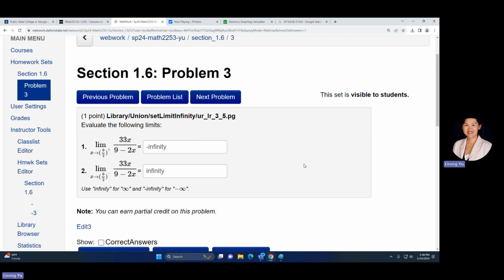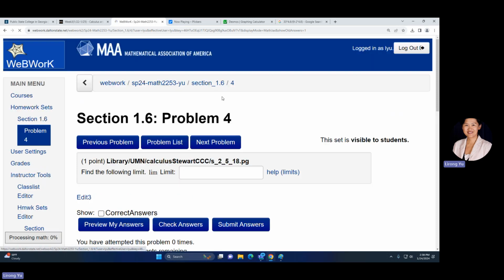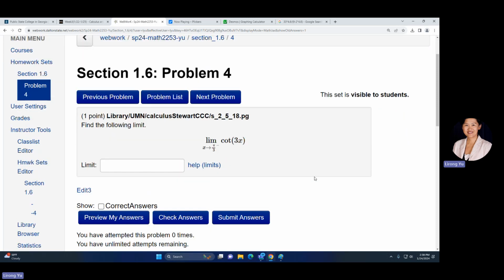All right, so you can see the first two questions all involve some kind of polynomial, the numerator degree 1, the denominator degree 1. So there's only one vertical asymptote that we're calculating. Question number 4 is different. It has a trig function. If you're a little bit unfamiliar with trig functions, now it's time to pause a little and think about how we handle this kind of question.